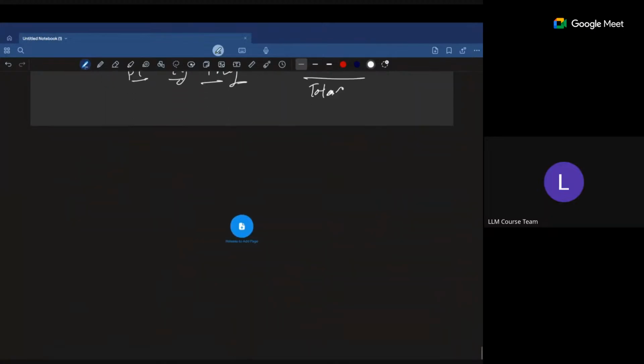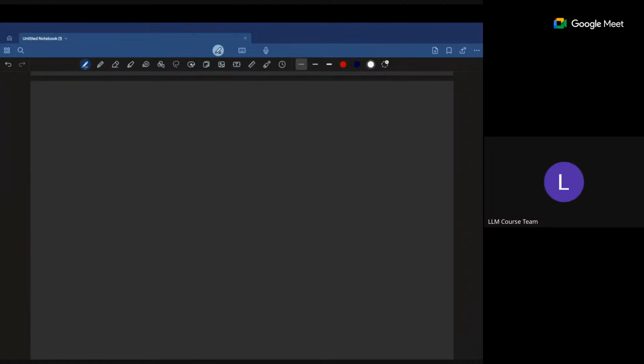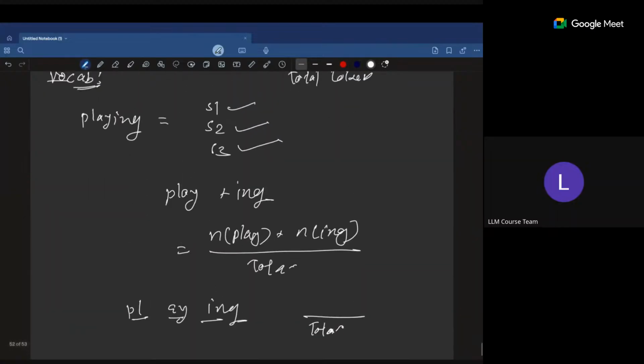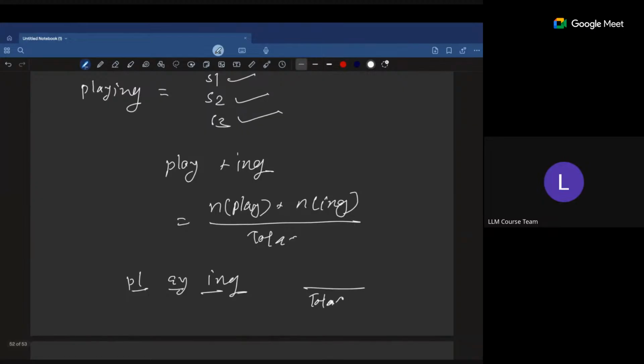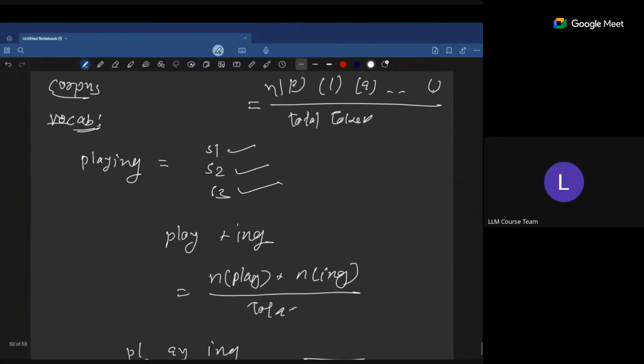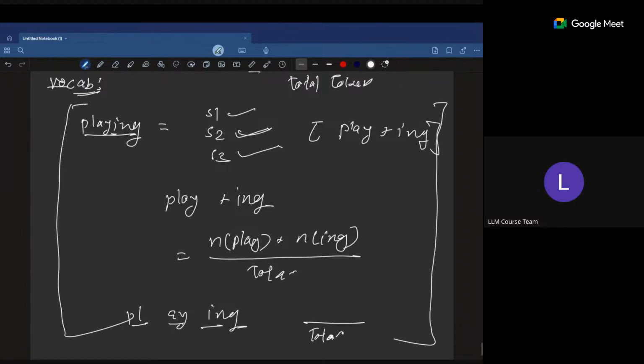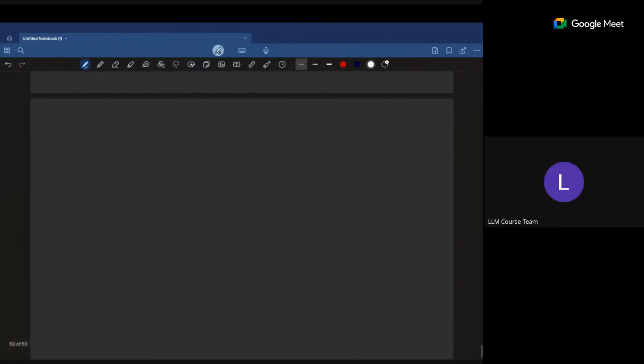Okay, so these likelihoods become my scores now, and these scores will define which one out of these three splits is the best split. The one which has the highest score becomes the best split. So playing will have the best split as, let's say, the third one or the second one. So play plus ing will be the best split for this playing. Okay, so I'm going to keep this rule in mind, this is how I define the scores for a word.